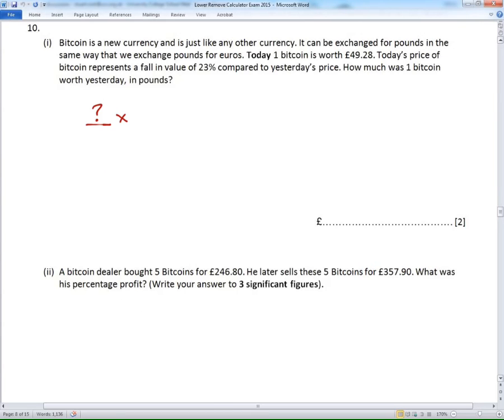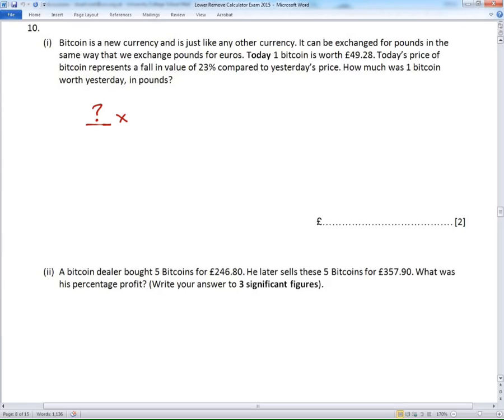Okay, next, question 10. Question 10 is about Bitcoin. It's a cryptocurrency, but you don't need to know much about Bitcoin to answer these questions. So the first part says, today one Bitcoin is worth £49.28. Today's price of Bitcoin is a fall from yesterday's price by 23%. We need to find out yesterday's price.